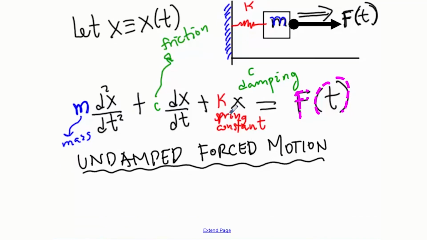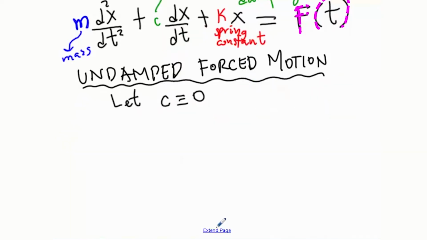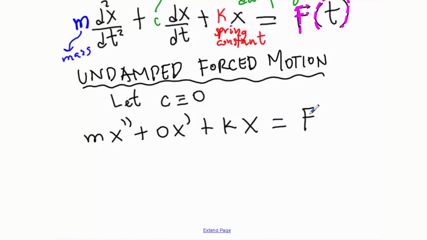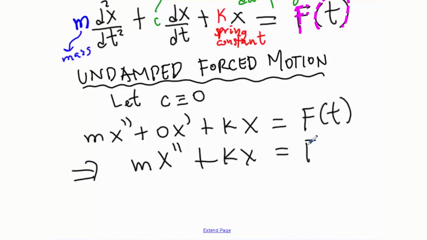So let's now consider a scenario that we name undamped forced motion. Let the friction or damping be set to identically 0. Then using the prime notation, we would write this as x double prime plus 0 times x prime plus kx equals f of t. That's the so-called forcing. In other words, here we would write m x double prime plus kx equals f of t.